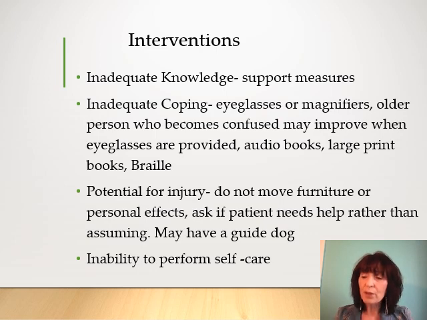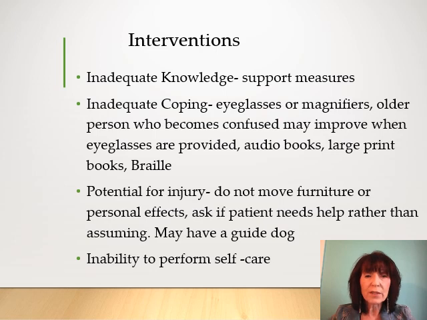Inadequate knowledge. When a visually impaired person is admitted to a facility, they don't know where anything is. So be sure you orient them. Let them know, let them touch where things are. Depends on how limited their vision is, but they need to know where things are located. So orient them with their hand if need be. I always think of Helen Keller. I don't know if you saw that movie, but Helen Keller, they just took her hand and showed her where everything was. Sometimes that's what you have to do to some of our elderly patients.